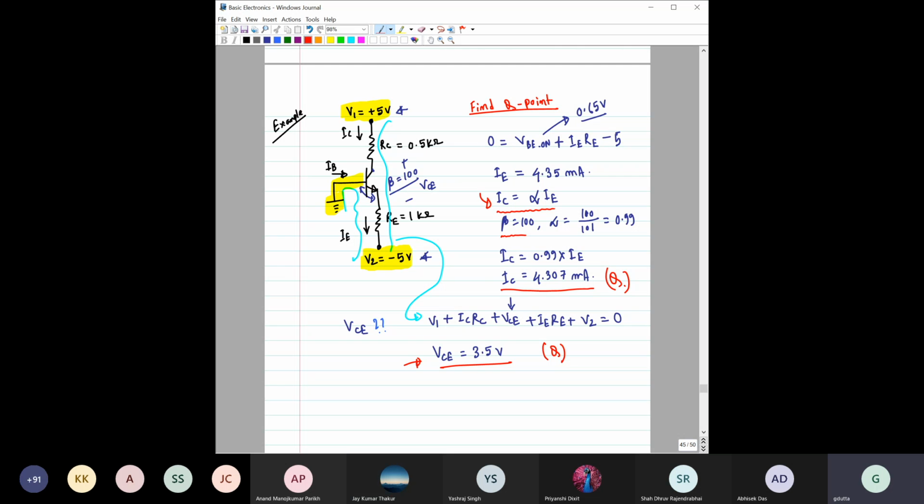Sir, what will happen if the base emitter junction is in reverse bias? Yeah, then can you please answer this question?